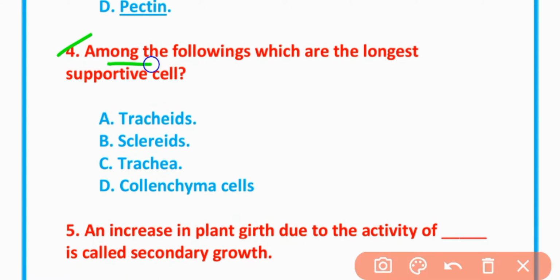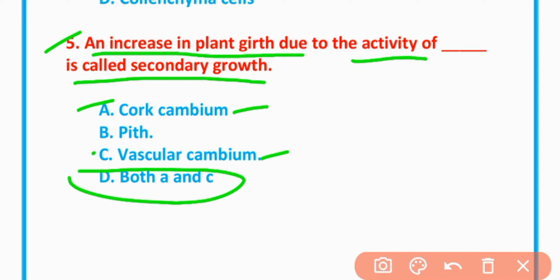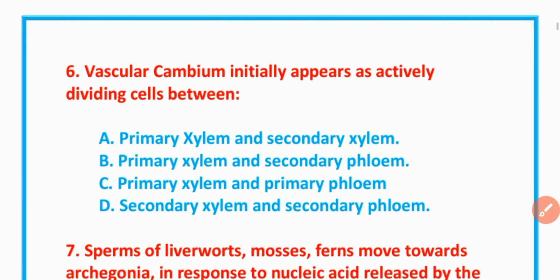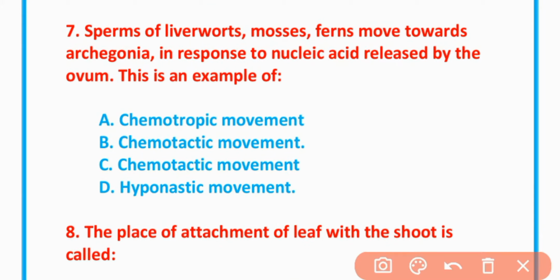MCQs number 5. An increase in plant girth due to activity of cork cambium and vascular cambium is called secondary growth. Option D, both A and C. MCQs number 6. Vascular cambium initially appears as actively divided cells between primary xylem and primary phloem. Option C is correct.